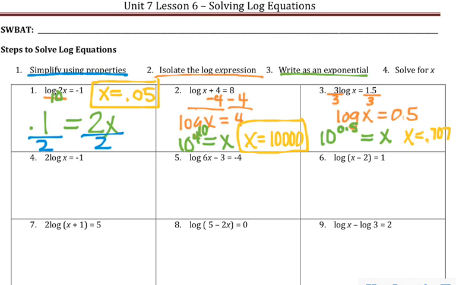You're right. Thank you, guys. I made my key wrong. 3.16. Sorry. Thanks for saving that.